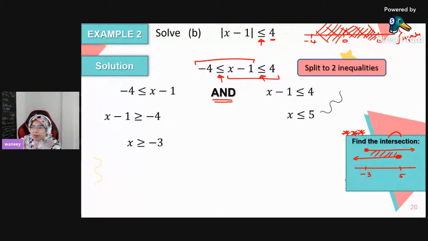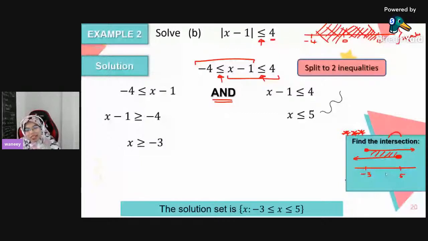Find the intersection. Okay, so now find the intersection. You are going to get -3 up until 5. So x from -3 up until 5, or in solution interval, it will be just like what Alicia put over there. Alicia, -3, 5. So this is for solution interval. Okay, almost there. Towards the end already. So the last one.